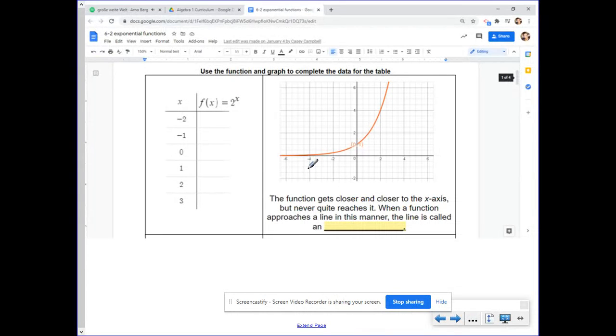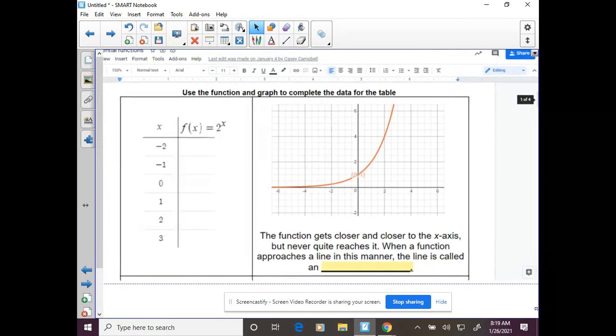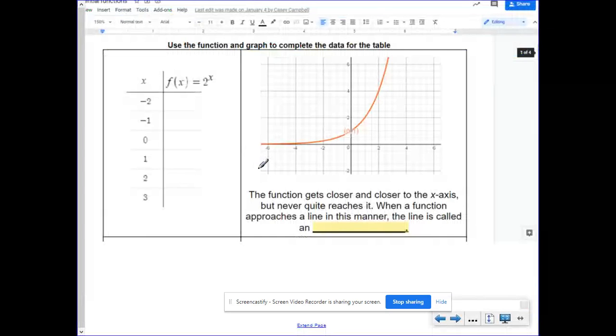So the first thing that you guys see right here is you have this equation, f of x equals 2 to the x power. So then it gives us this table right here. I'm actually going to try to make this bigger to see if it will work that way. It gives us this table and it tells us what numbers to plug in.